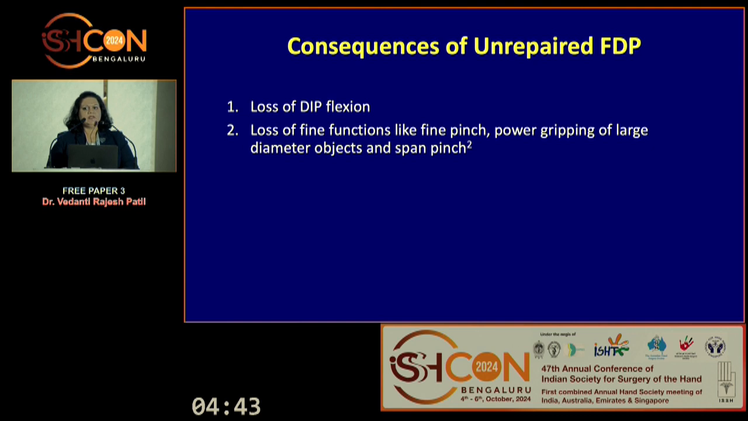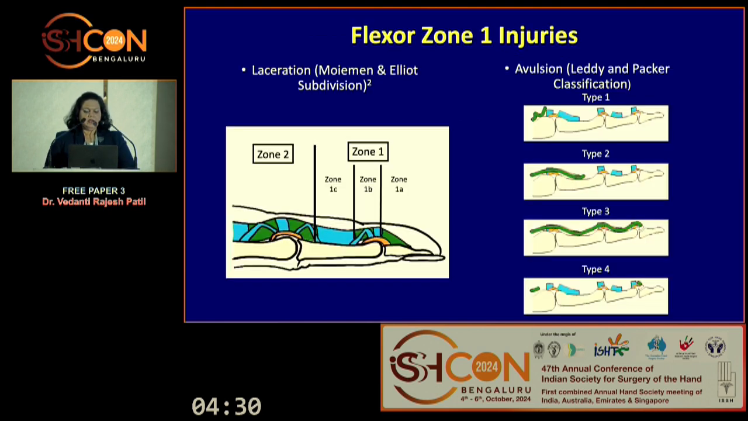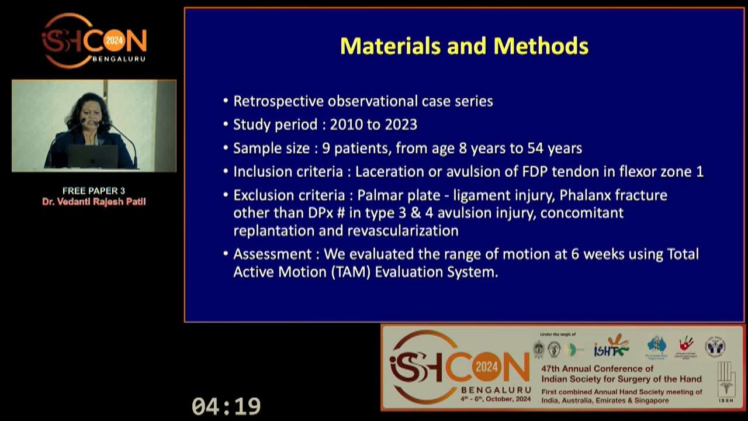The consequences of an unrepaired FDP are loss of DIP flexion and loss of fine functions like fine pinch, power gripping of large diameter objects, and span pinch. We all know the Moiemen and Elliot subdivision of flexor zone 1, which we have used for classifying our laceration cases, and the avulsion cases were classified as per the Leddy and Packer classification.